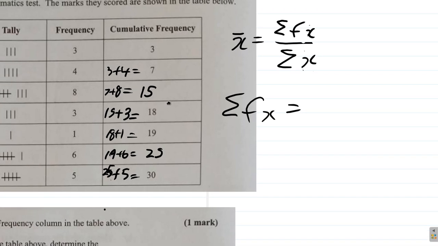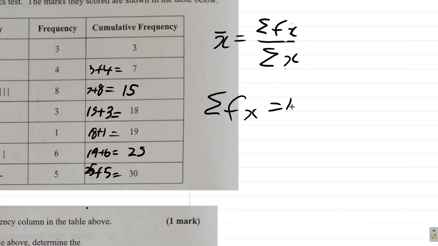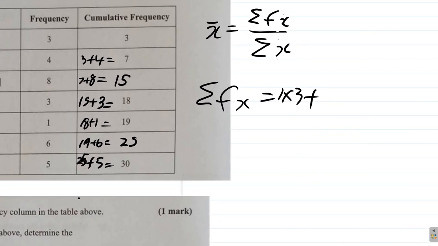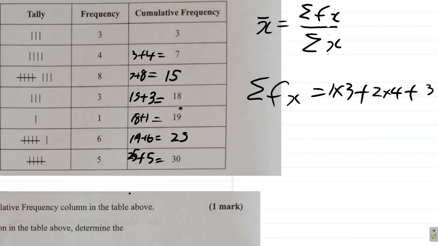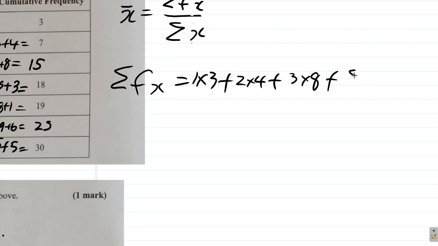Alright. 1 mark is there 3 times, so it's 1 mark times 3 plus. 2 marks is there 4 times, so it's 2 marks by 4 plus. You have 3 marks there 8 times, so it's 3 marks times 8 plus. And you have 5 marks and there are 3 of them, so it's 5 marks times 3 plus.